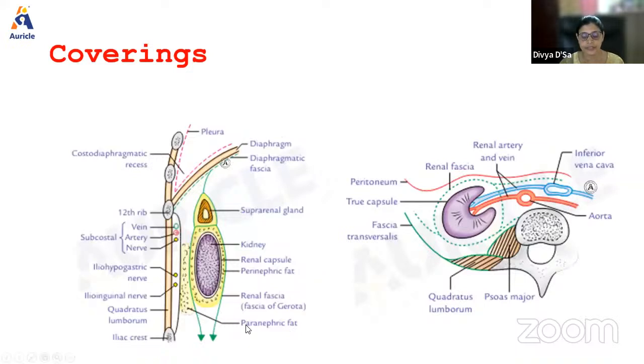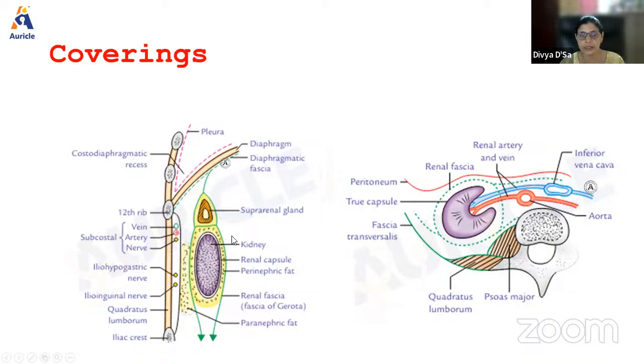Then the coverings. The coverings of the kidney include 4 things. One is the fibrous capsule, which is covering the kidney, otherwise called the true capsule. Then around that, there is the perinephric fat, which forms a fatty covering. Then outside to that, there is the renal fascia, which forms the false capsule, otherwise called the fascia of Gerota. And around that will be the paranephric fat. So 4 layers: the fibrous capsule, which is the true capsule, then perinephric fat, renal fascia, and the paranephric fat.